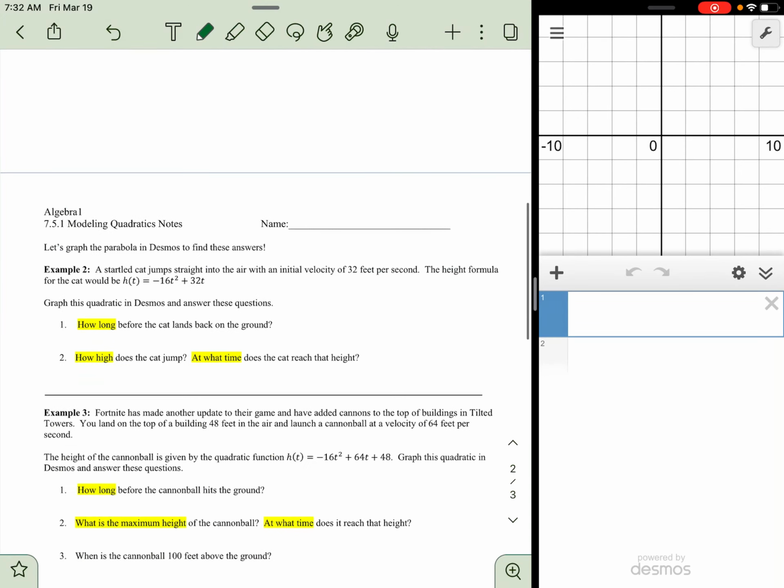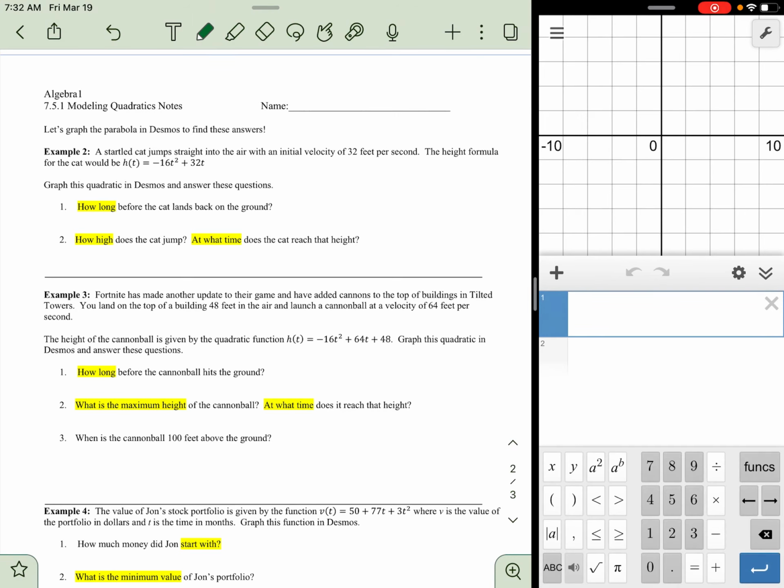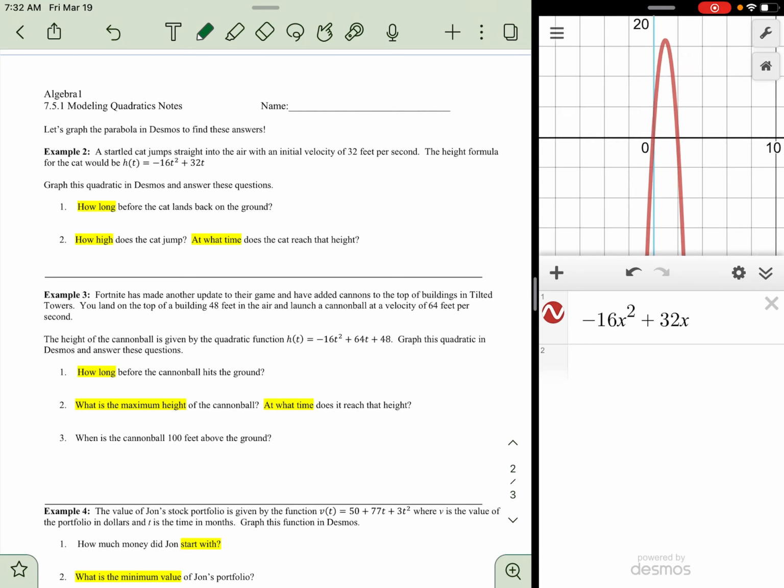Okay, so let's take a look at a couple examples here. We're going to use Desmos to graph it, and then we'll answer the questions that go along with it. Example 2 says a startled cat jumps straight into the air with an initial velocity of 32 feet per second, and the height formula for the cat would be h of t equals negative 16t squared plus 32t. So let's go ahead and plug that in, but instead of using t, we're just going to use x. So negative 16x squared plus 32x. And that should tell you enough information. See if I can zoom out here.